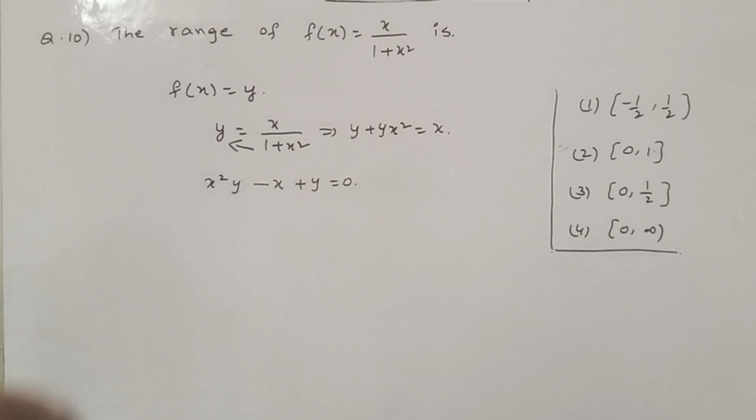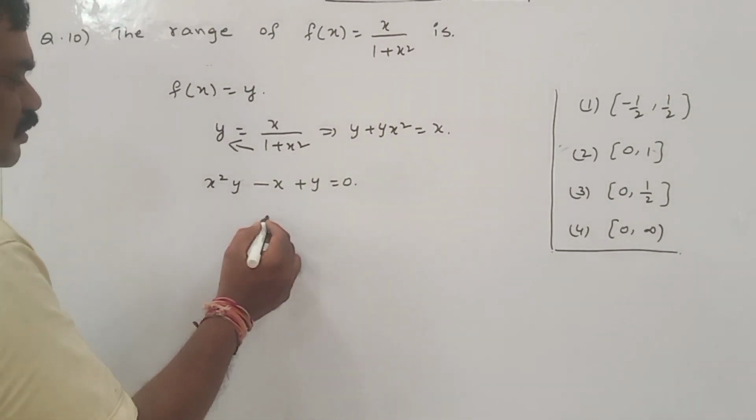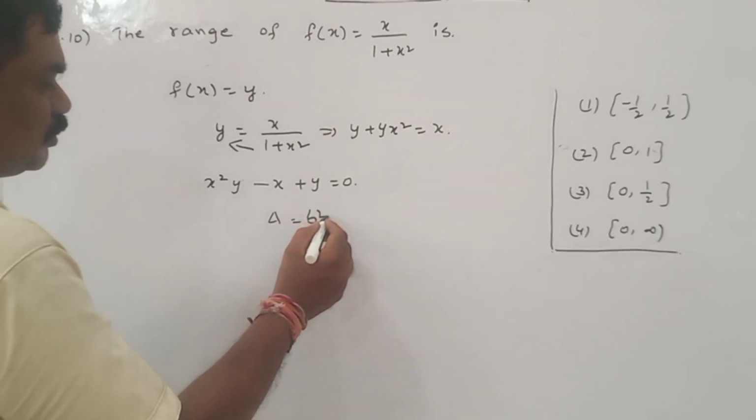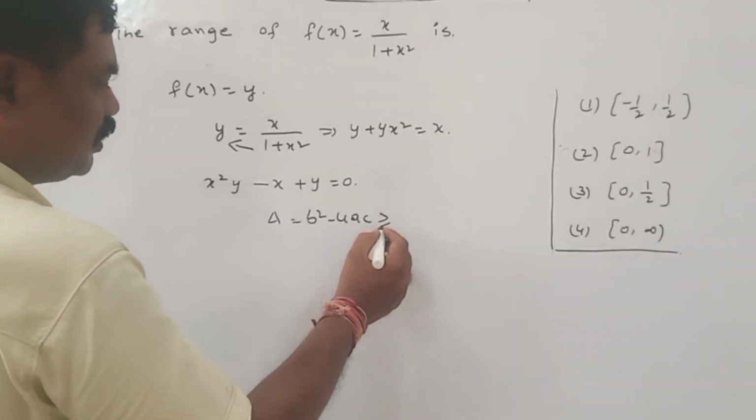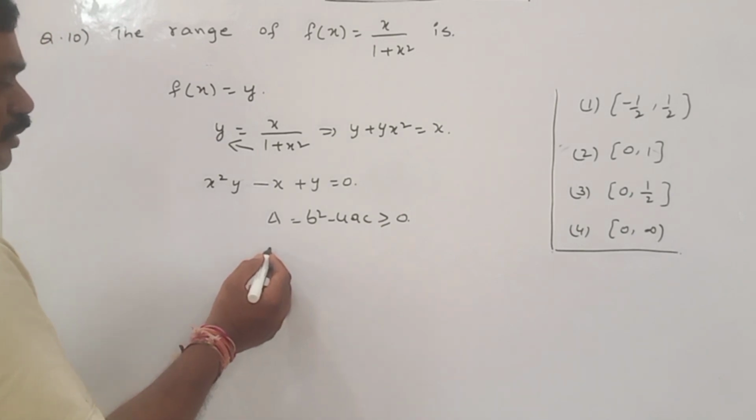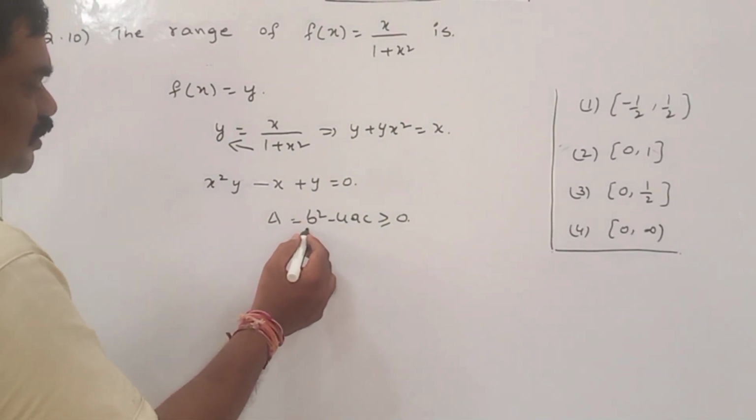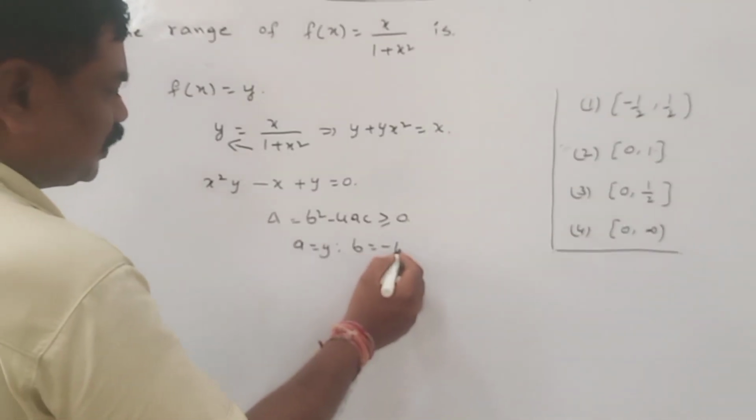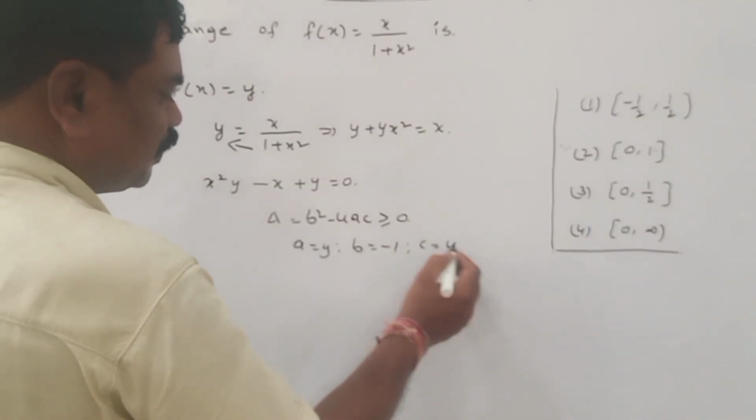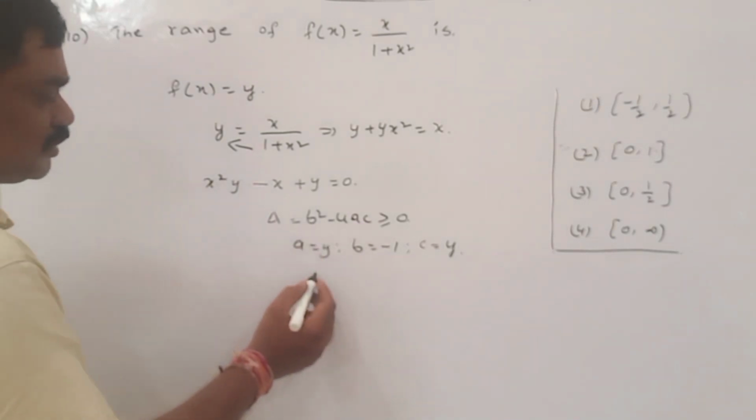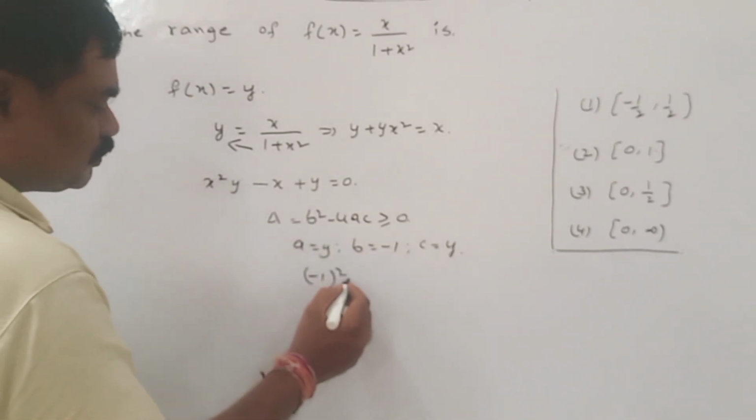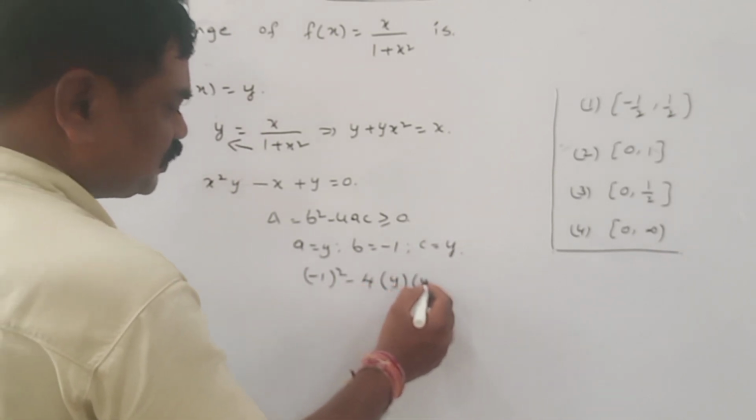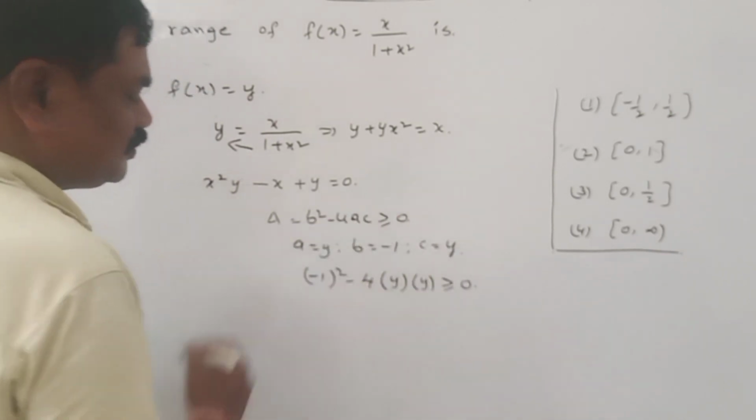Here for the range, you take the discriminant delta equal to b square minus 4ac greater than or equal to 0. Here a is equal to y, b is equal to minus 1, c is equal to y. Then b square, minus 1 whole square, minus 4 into y into y, greater than or equal to 0.